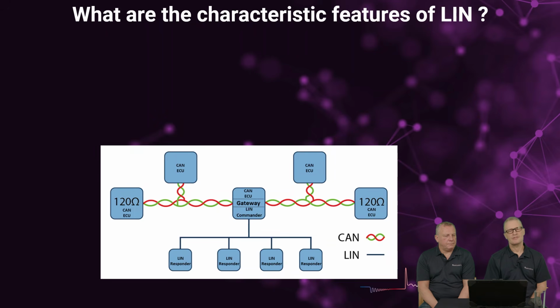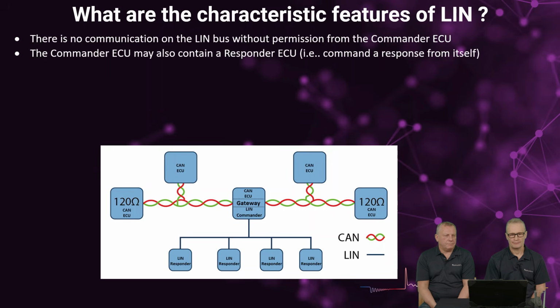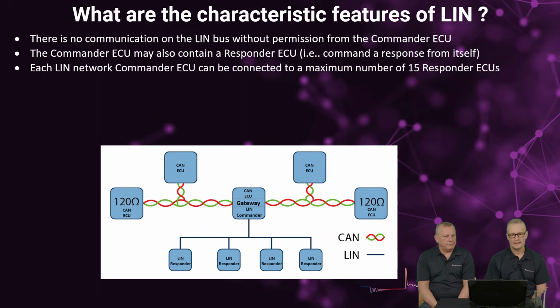So what are the characteristic features of LIN? Let's go through. No communication on the LIN Bus without permission from the commander. So the commander drives everything. The commander ECU may also contain a responder, so the commander may ask for a response from itself, and there is a way to reveal that when you actually look at the LIN Bus voltage levels. Each LIN network commander ECU can be connected to a maximum number of 15 responder ECUs.